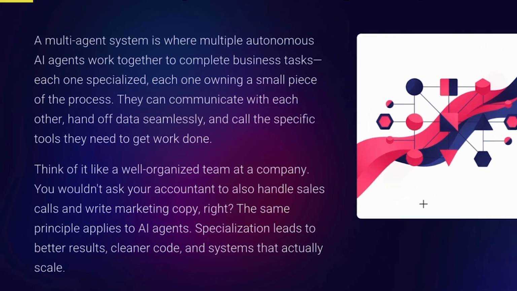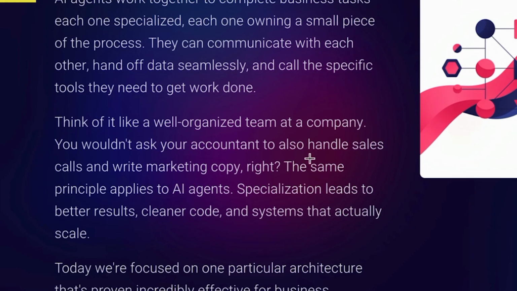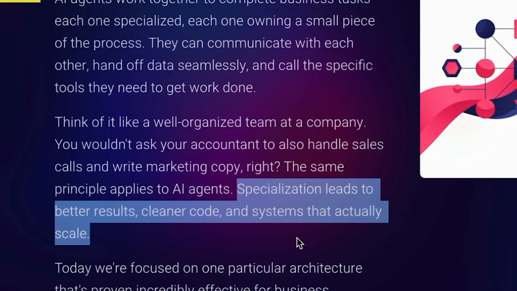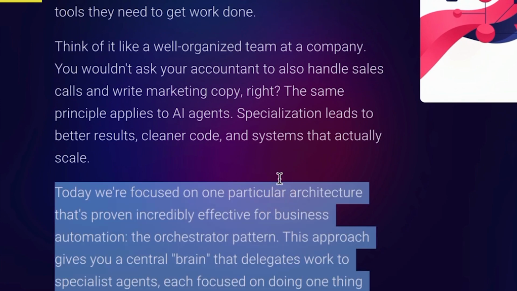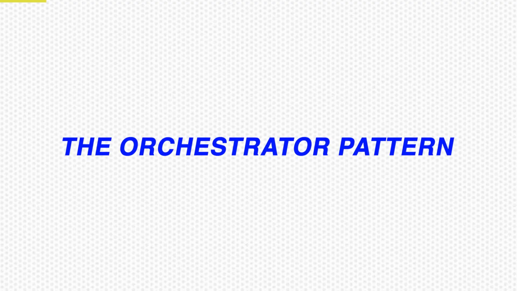So think of it as a well-organized team at your company, right? You wouldn't ask your accountant to handle sales calls, right? And writing email copy, right? The same principle applies for AI agents. Specialization leads to better results, cleaner code, and obviously systems that actually scale. Today, we're focused on one particular archetype that's proven incredibly effective for business automations, the orchestrator pattern.